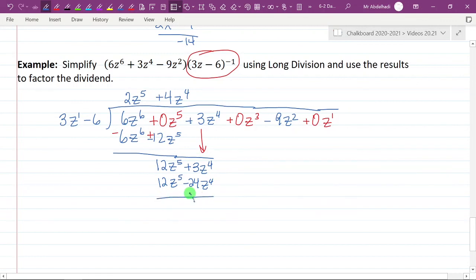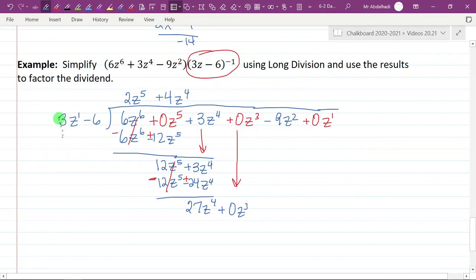Now we want to subtract, so change the signs on the bottom ones. That becomes a minus, that becomes a plus. Those cancel out as they're supposed to. And we have now 27, because it's 3z plus 24z to the 4th. 27z to the 4th. And bring down your next term. This is plus 0z to the 3rd.